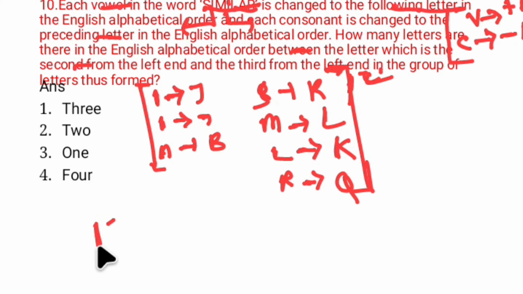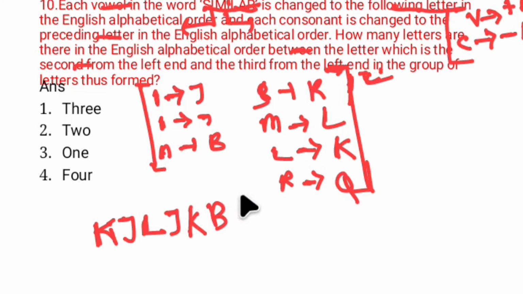So from 26, if you subtract 3, you will get 23. So 23 stands for what? STUVW. So the first letter must be W. So these two can't be the answers. So let us find out the second one. Thereby we got our answer.